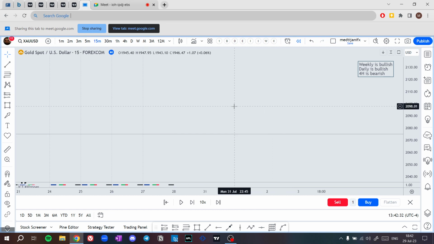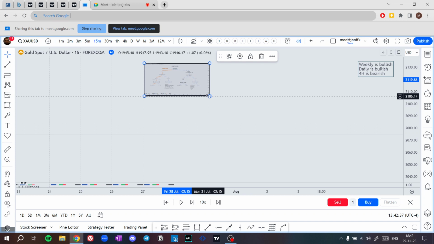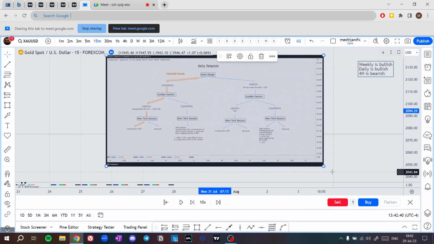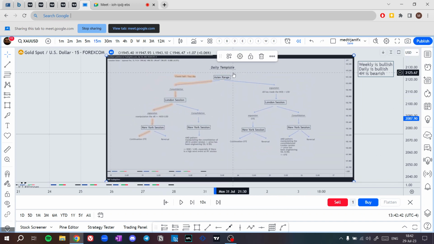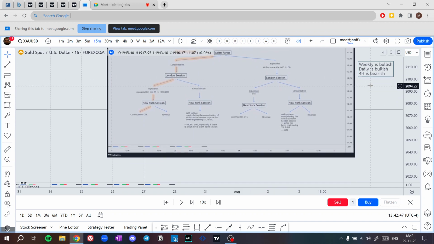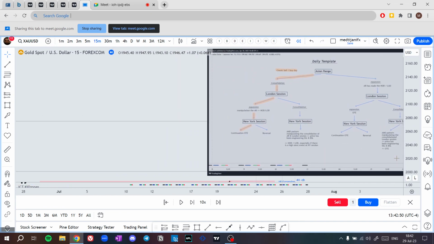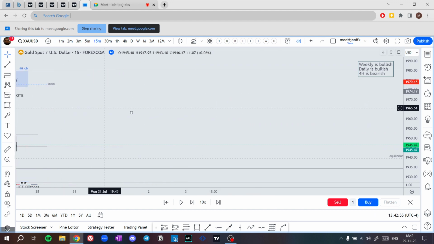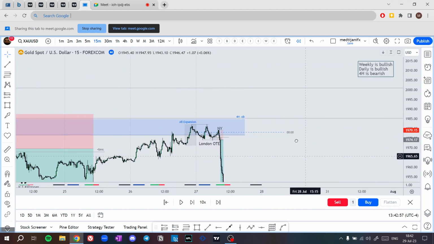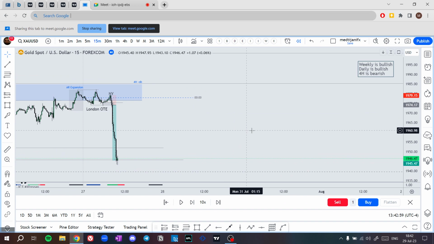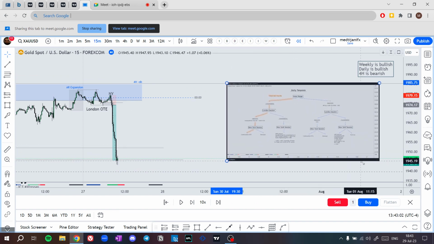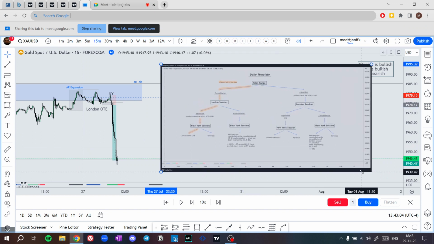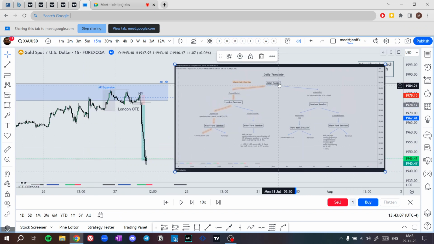This is mine. I made this based on how I study ICT concepts. In the daily template, if you see what we had, Asian range expansion, right? Like I showed you, we had Asian range expansion right here. I want to zoom in. As I showed you, we had Asian range expansion.